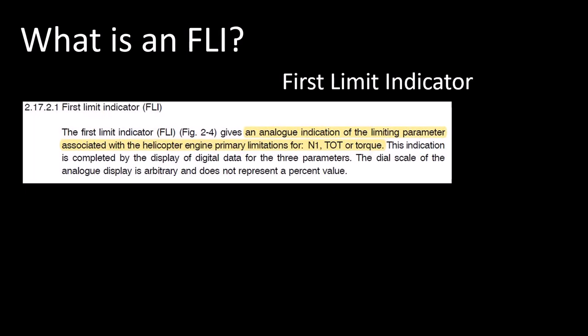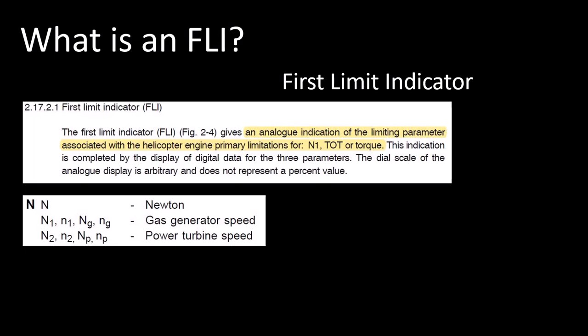So first off, what's an FLI? FLI stands for First Limit Indicator. Essentially, it's going to tell you what's going to kill you or the helicopter first. The FLI is really three gauges in one. At any given time, it's only showing you one piece of information. So whatever is the next thing that's going to go wrong is essentially what the FLI is going to show you.